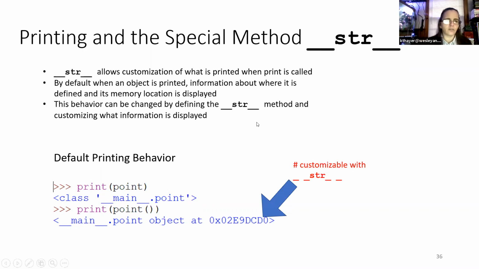So here's our default printing behavior. So for example, if you do print point, it's telling you that it's a class in main and that it's called dot point, right? Example of point class. And if we print point like this, notice that this has the parentheses here. We're going to get the information about where it is located on the disk. And so that is less than helpful.